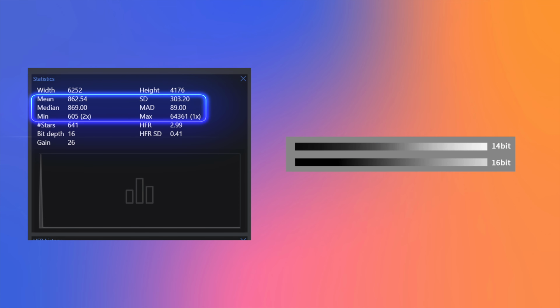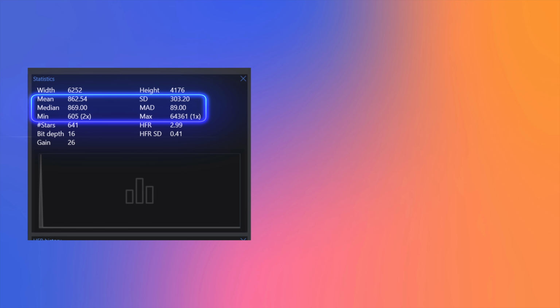Next on our list is min and max. And again, related to brightness and distribution. So the minimum shows the darkest pixel in your frame. In our case, it's 605 pixels in brightness. If we hit, obviously, 64,361 pixels, then that means the pixels are fully saturated.